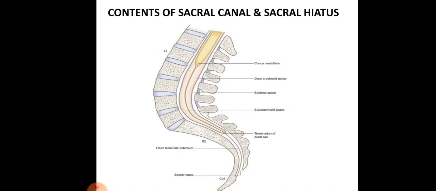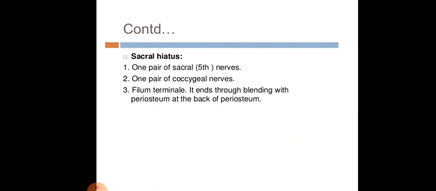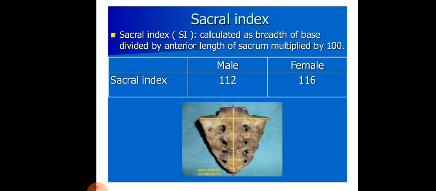Now the contents of the sacral canal and the sacral hiatus. The sacral hiatus gives passage to one pair of fifth sacral nerves, one pair of coccygeal nerves, and the filum terminale. It ends by blending with the periosteum at the back of the coccygeal vertebrae.